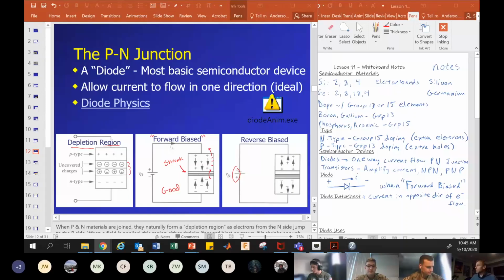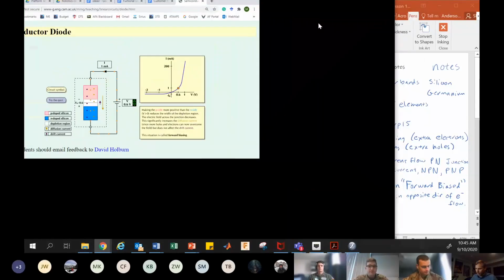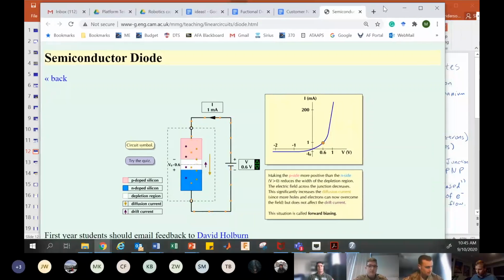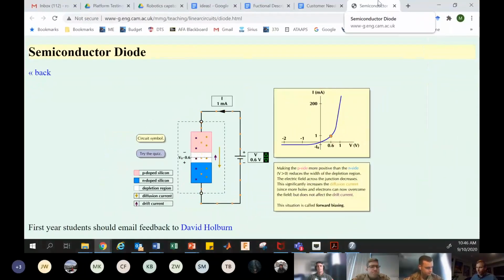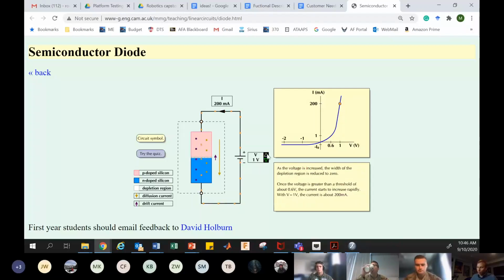Let me bring this down on the screen. There's a link to this on our Teams page. It's in the slides too. So this is a nice little animation. We'll talk about this characteristic curve in a second, but right now, the diode is considered to be forward biased because the positive voltage across it is 0.6 volts. That's for a silicon diode, that's what's going to forward bias it. And so as we increase the voltage, current flows.